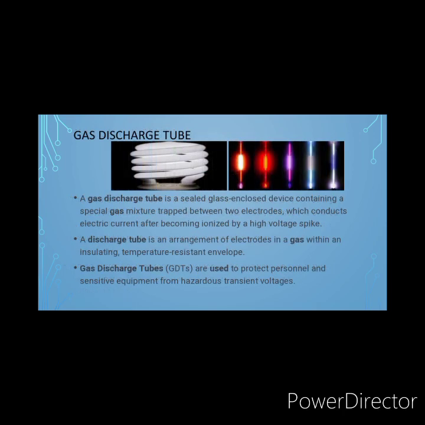Next is gas discharge tube. A gas discharge tube is a sealed glass enclosed device containing a special gas mixture trapped between two electrodes, which conducts electric current after becoming ionized by a high voltage spike. A discharge tube is an arrangement of electrodes in a gas within an insulating, temperature resistant envelope. Gas discharge tubes are used to protect personnel and sensitive equipment from hazardous transient voltage.